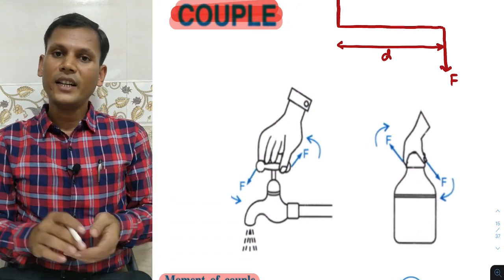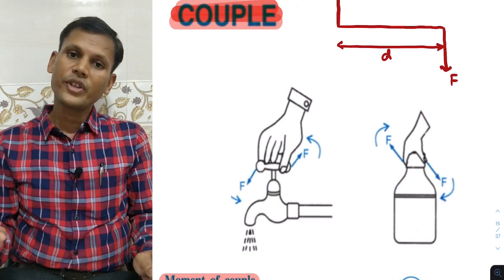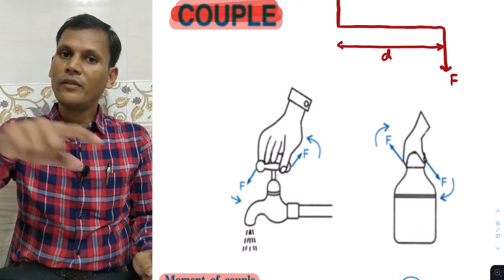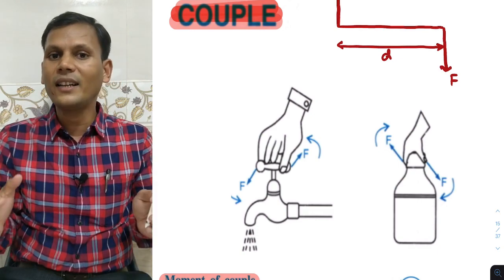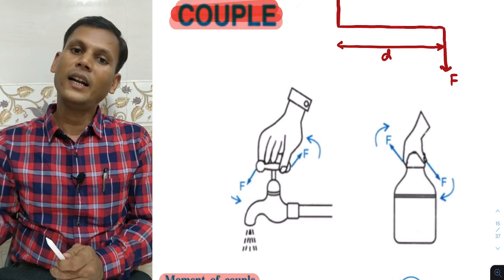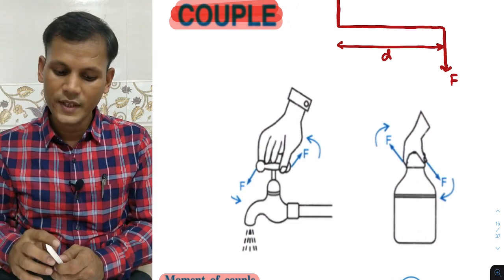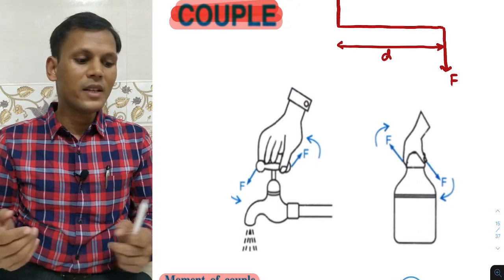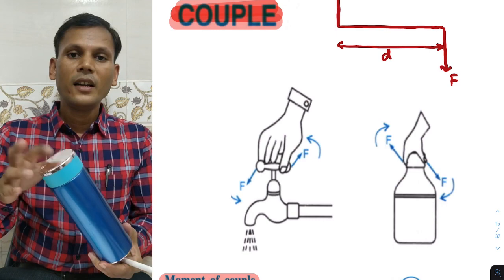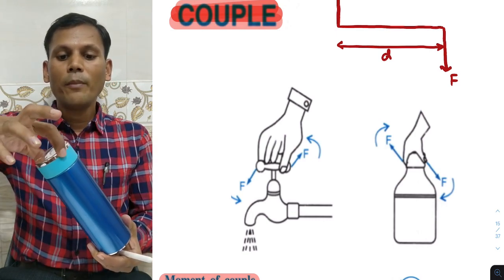So what is the condition? If two equal and opposite forces are acting at two different points on the body, then the body will start to rotate, and that arrangement is called a couple. Equal forces but in opposite directions. A lot of examples we can take regarding this one. Suppose we have to open the neck of this bottle. What do we have to do? We have to apply force.